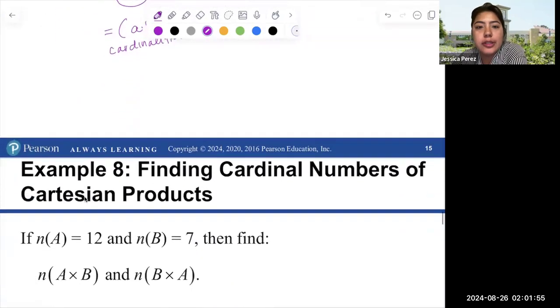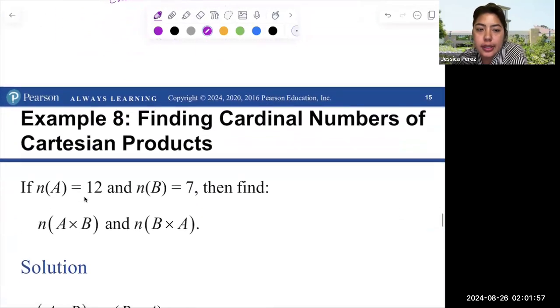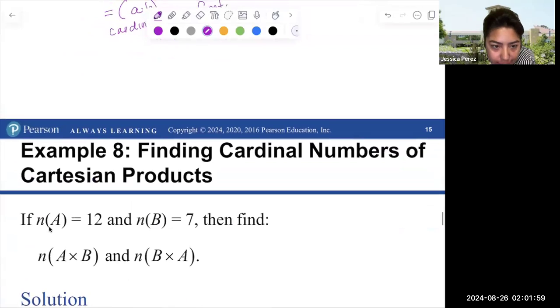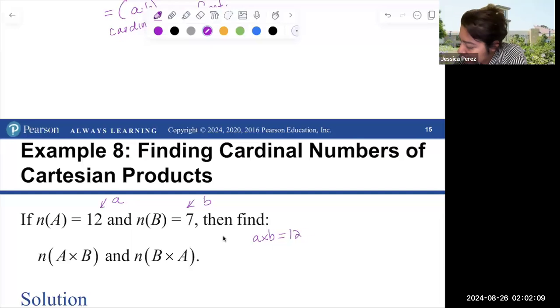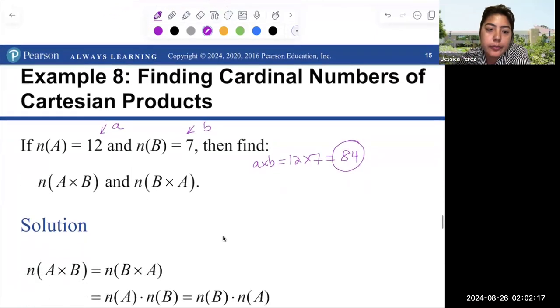So let's find some products. So we know that n(A) is 12 and n(B) is 7. So then this is A and this is B. We can multiply n(A) times n(B), which is 12 times 7, gives me 84. So that means that there are 84 Cartesian products.